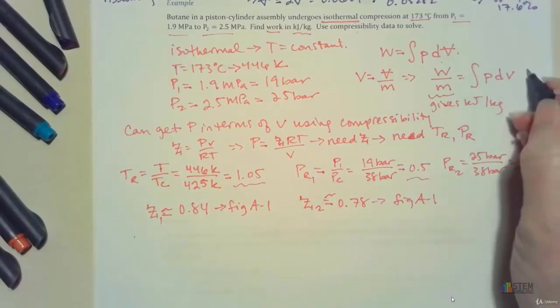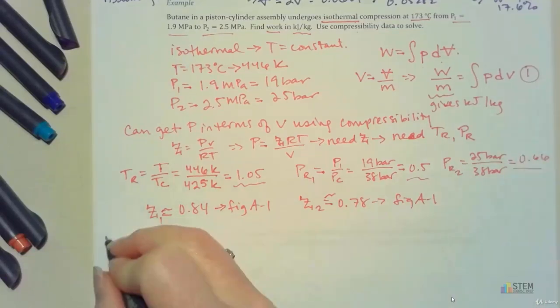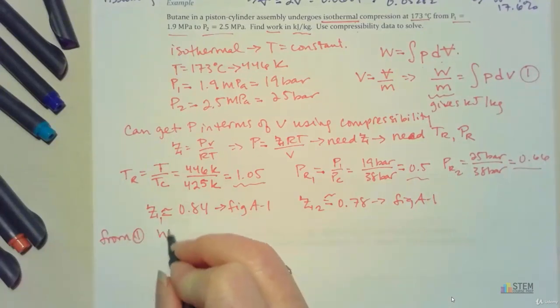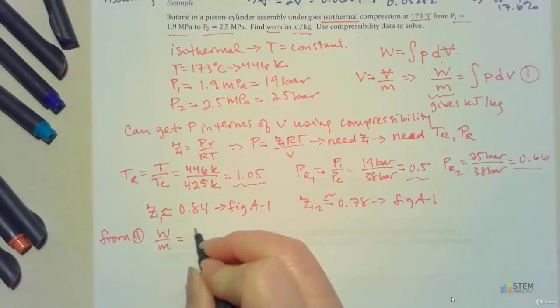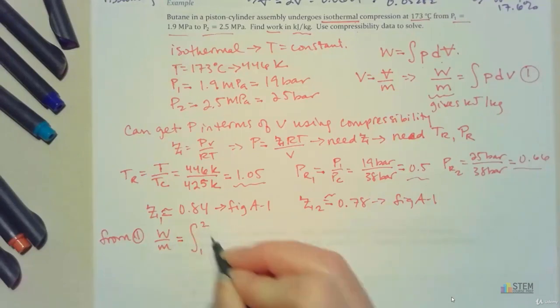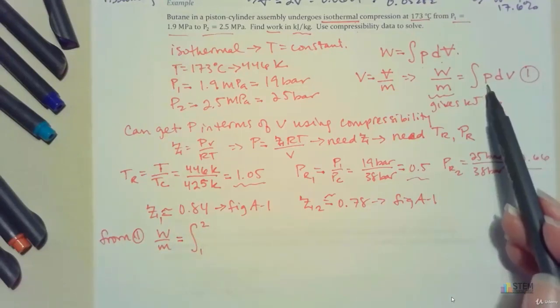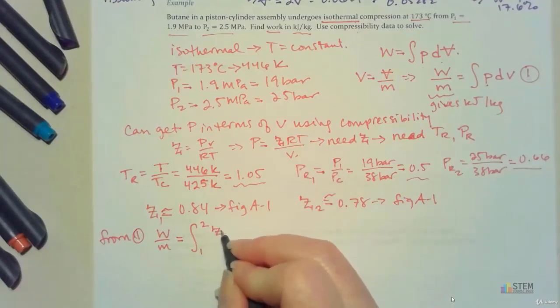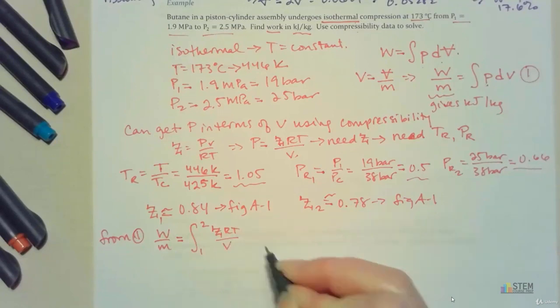So starting, let's call this equation 1. So from equation 1, we know W over M is going to be the integral from state 1 to state 2 of the pressure. Pressure is going to be this equation here. So we got ZRT over V dV.